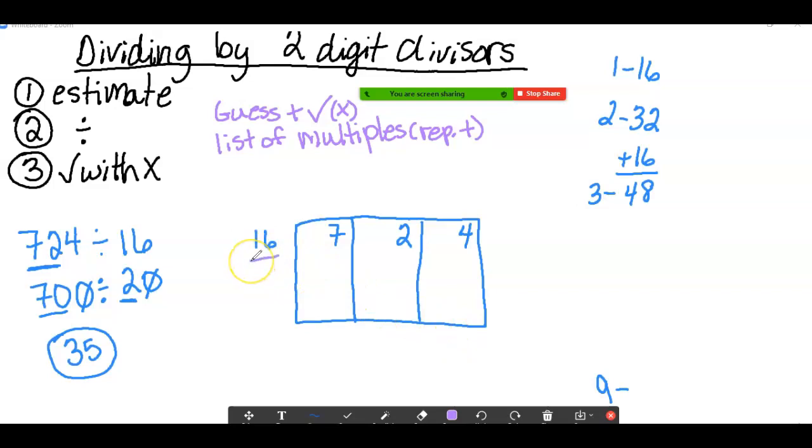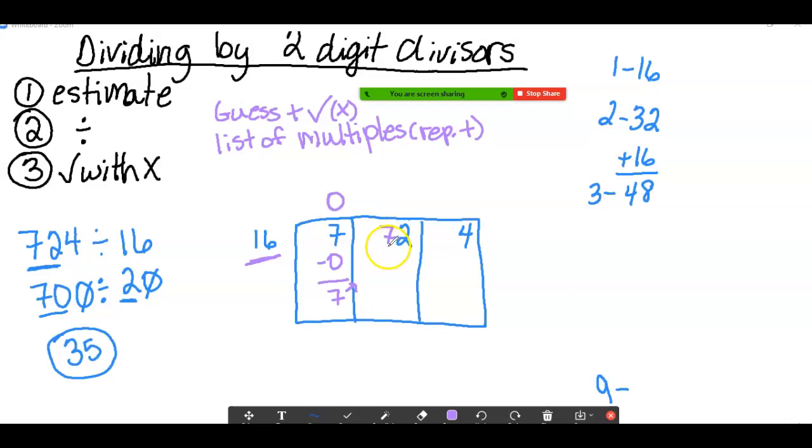So again, I'm looking for 16 in a group. In this place value, I only have 7. So 7 does not work for me. I need 16. So I'm going to say that there's 0 groups, and 0 times 16 is 0. So 7 minus 0 is 7. And I want to place my 7 over here.